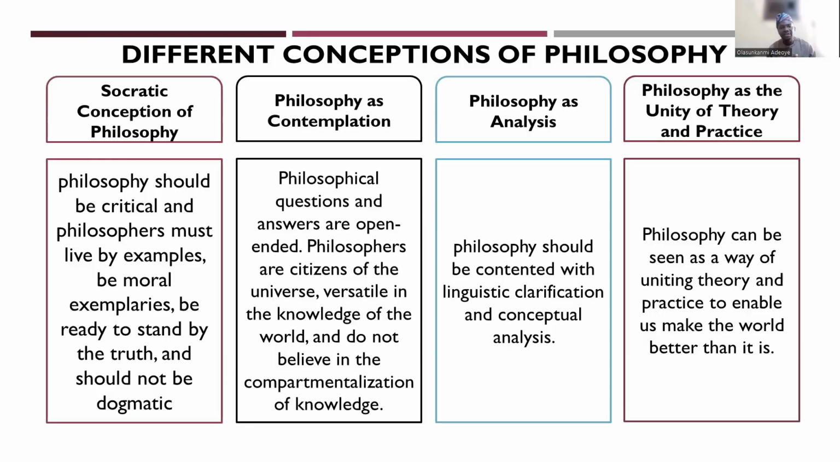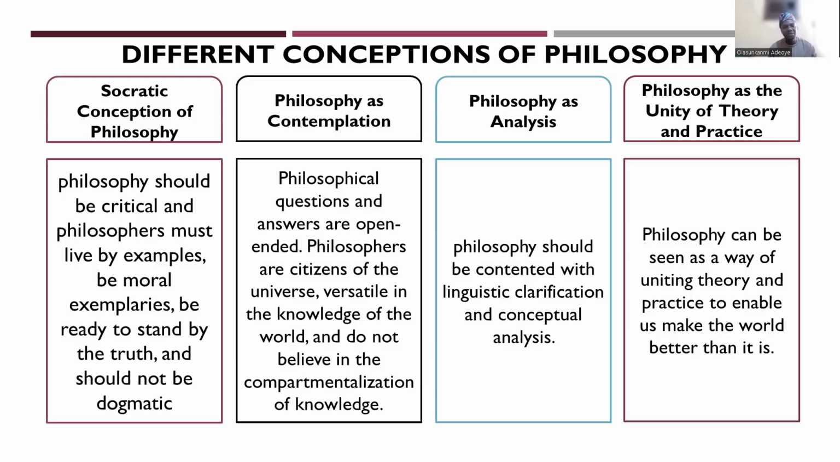The first one there is Socratic conception of philosophy. Now, according to this philosophy, philosophy should be critical and philosopher must live by example. They must be moral exemplaries and be ready to stand by the truth and should not be dogmatic. And this conception is usually associated with Socrates and Plato. So what they are saying is that every philosopher must be a good example of standing by the truth, what they have tested and they have seen that is the truth. They should stand by it.